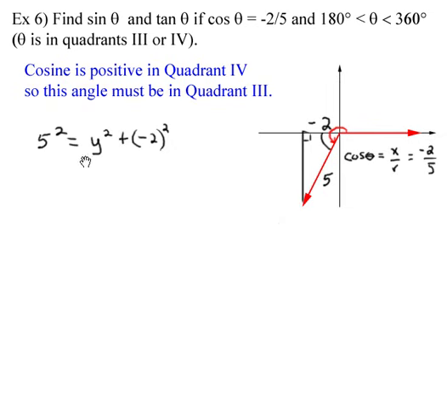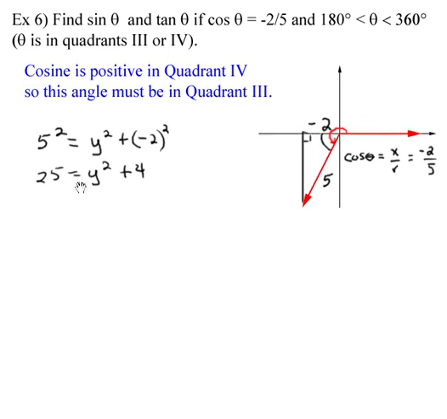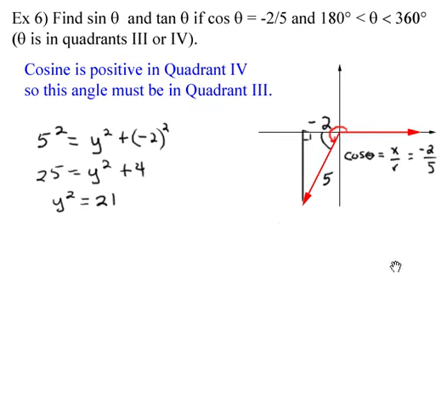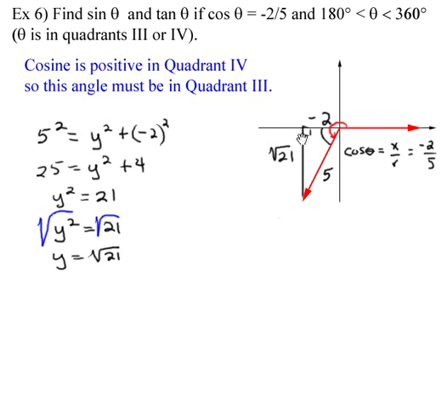So let's do the Pythagorean theorem again. The hypotenuse is 5, so the hypotenuse squared, or 5 squared, is y squared plus 2 squared. And so 25 is y squared plus 4. Subtract 4 from both sides. Y squared is 21. Square root both sides. And y is the square root of 21. Now that we know the three sides, and again, this is just a reference, the length is not negative 2, but this point over here is negative 2, 0. Now that we know the three sides of the triangle, we can go ahead and find sine and tangent.